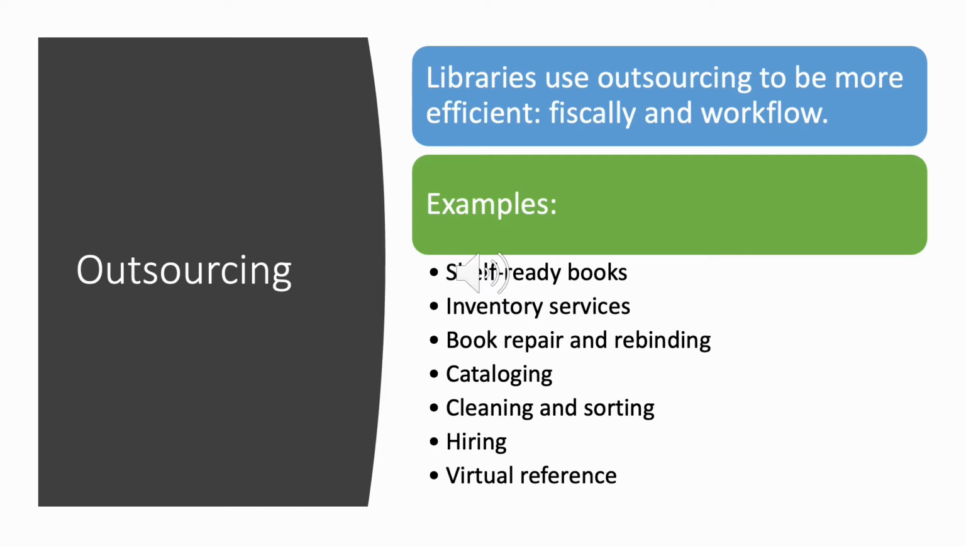Libraries may outsource inventory services, where an outside company can run book reports on their materials and let the library know what gaps in the collection there are. Cataloging service is something vendors are able to support as well, as they often will send libraries catalog records of the materials they've purchased, so that libraries just have to upload them into their catalogs. Other services that we may see that are outsourced include cleaning services, hiring services, maybe an agency is used to find suitable employees, and even virtual reference is sometimes staffed by library members and other libraries or even organizations altogether.